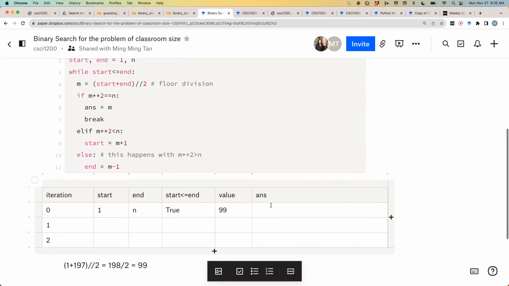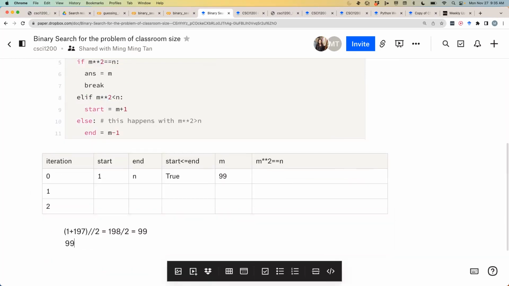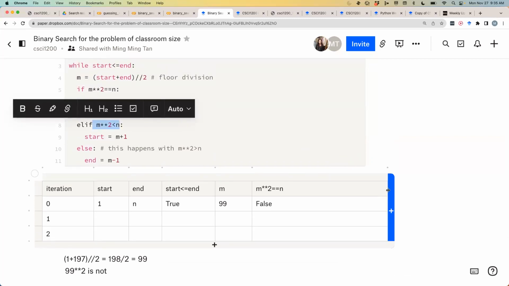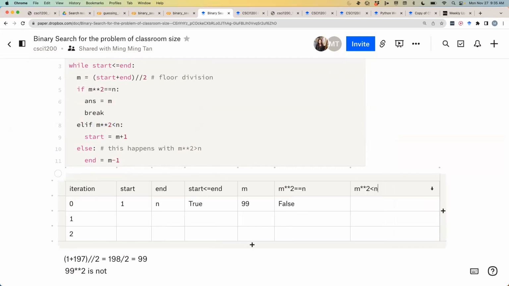Okay, now, if it's 99, I'm going to check. So m is 99. And I'm going to check if m squared is equal to n. So what is my m squared? Is it equal to n? Now 99 squared is definitely not equal to n. So this is false. Okay, if this is false, I'm going to check whether it is less than n or greater than n. I'm going to check whether m squared is less than n. Now 99 squared is not less than n. All right, so this is false as well.